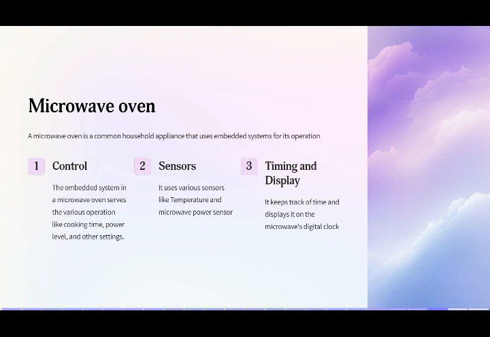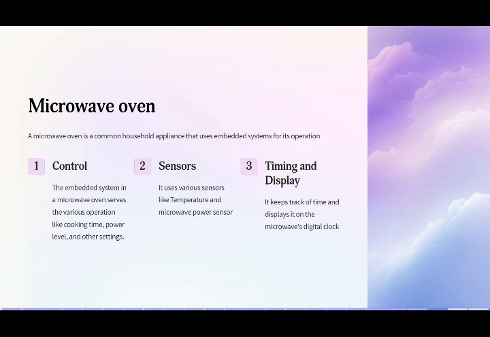Now I am going to explain the simulation of our project Microwave Oven. Microwave oven is a common household appliance used for cooking food, and it is an example of embedded system. It consists of microcontroller or microprocessor, then sensors, control algorithms, display and user interfaces.